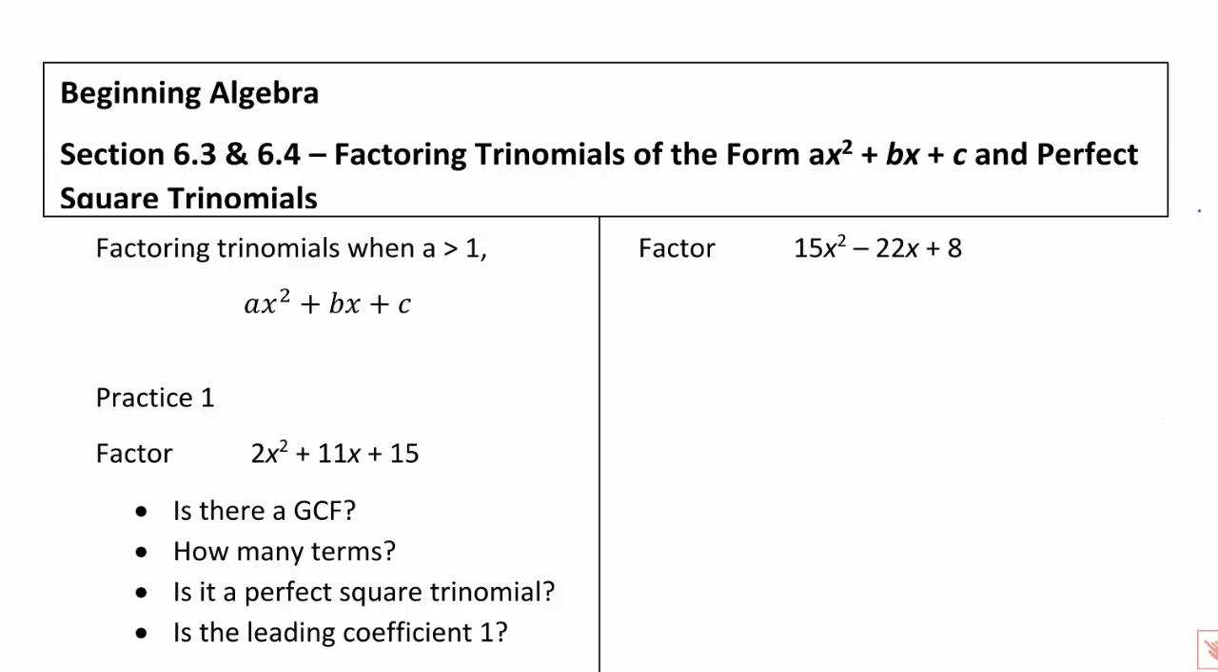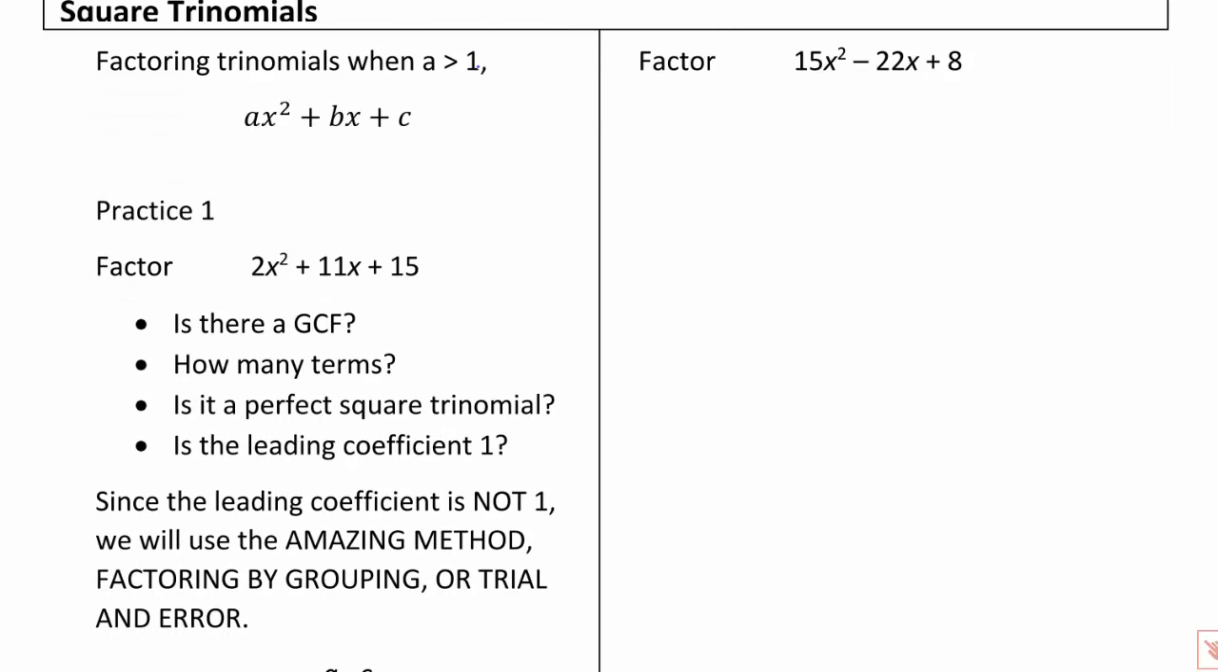Okay, now the difference between this section and the last is that we're going to factor trinomials of the form ax squared plus bx plus c. This a here is the leading coefficient. In these problems, this leading coefficient will not equal 1. Now, we're going to assume, first of all, that it's going to be greater than 1, because if it's not, we can just factor out a negative from everything and do what we're about to do.